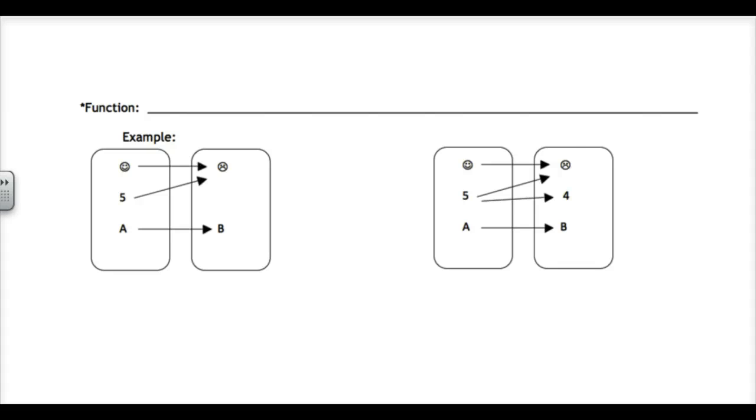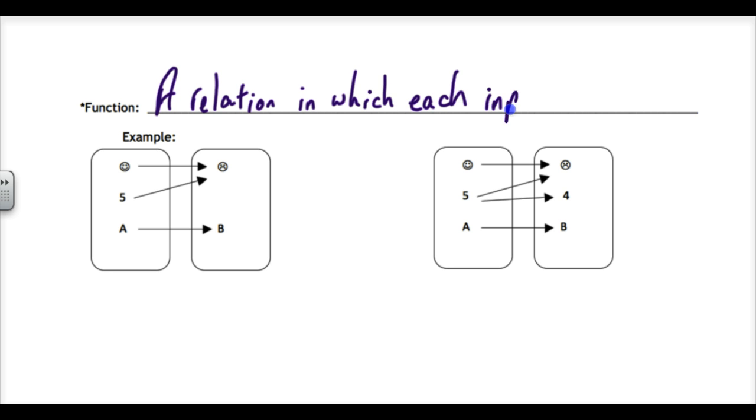All right, a function. A function is a very specific type of relation. It's one in which each x value, or each input, has exactly one output.